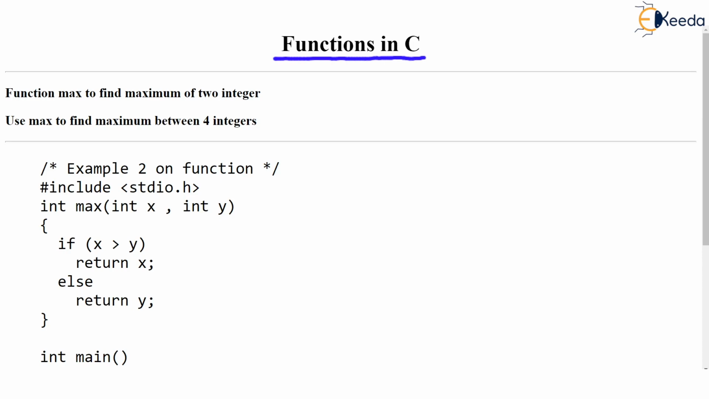Now in the previous video, we saw how to design square function, which was a very simple function which takes one parameter, finds square and returns the answer. Now let us design a function called max. Check the question. We want to design a function named max to find maximum of two integers. Okay, but we want to use this max to find maximum between four integers. So let's ignore this second part. Let's target the first part of the question. How do you design a max function which will take two integers and return maximum?